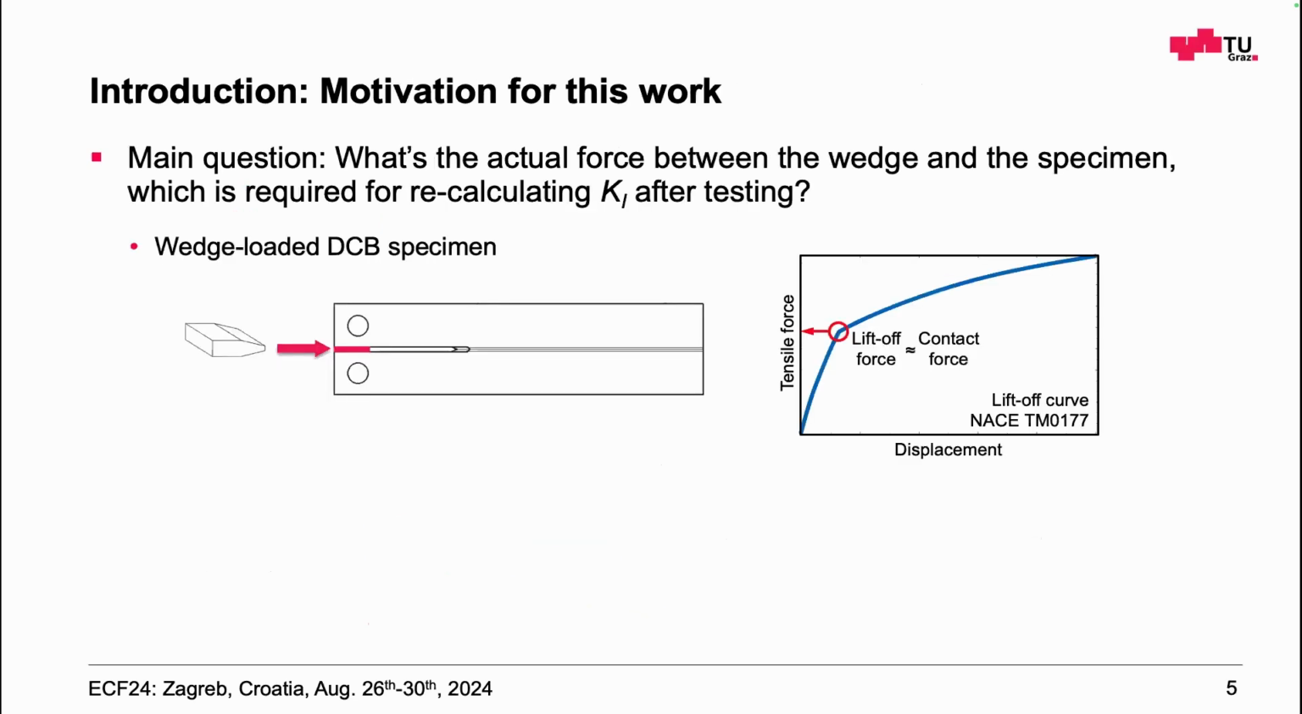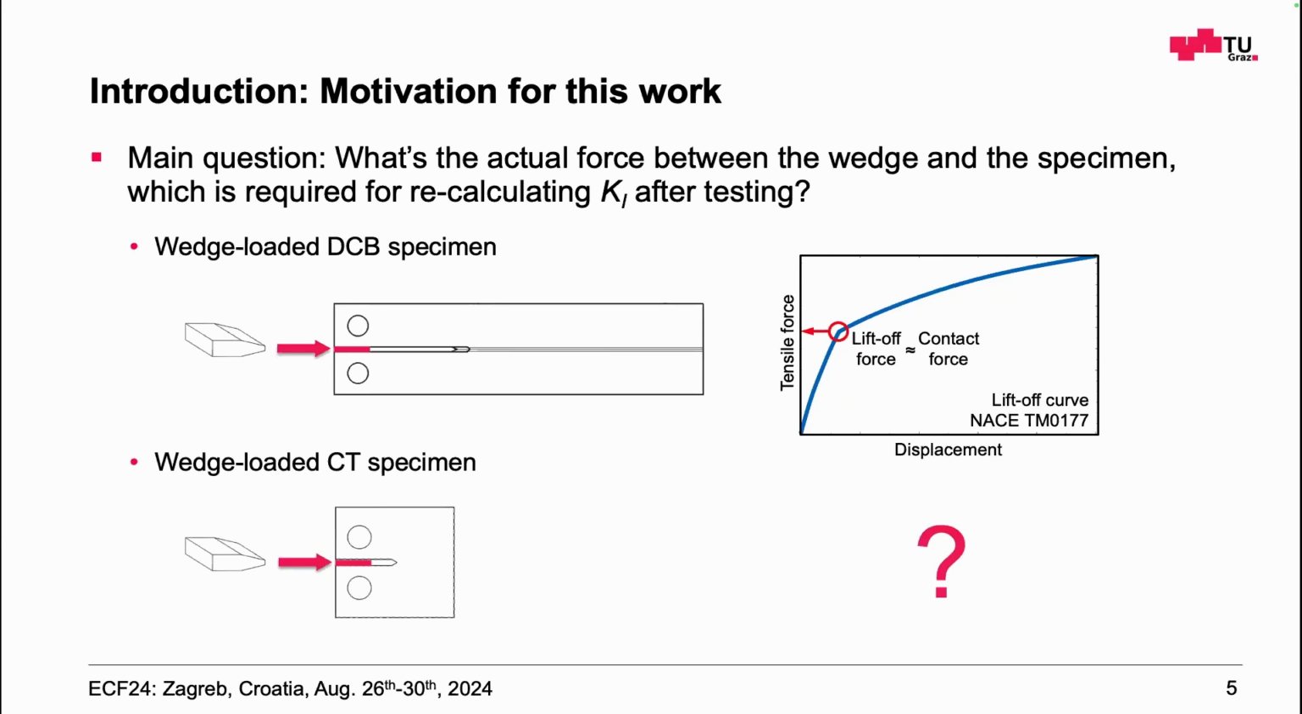Therefore, for example, if you use the big sample, you have this lift-off curve, and where we have this edge in this lift-off curve, this is the contact force. For the smaller sample, it's not that easy. As I said, you introduce plastic deformation, and the loads are much higher here. So the question is, what should you do?